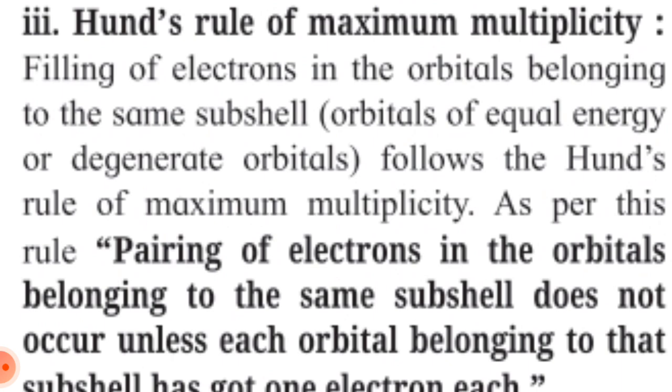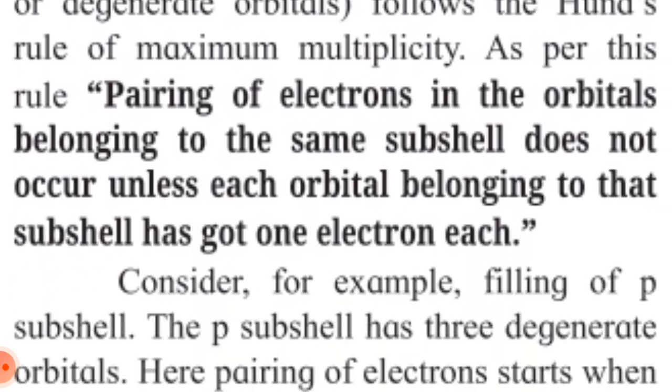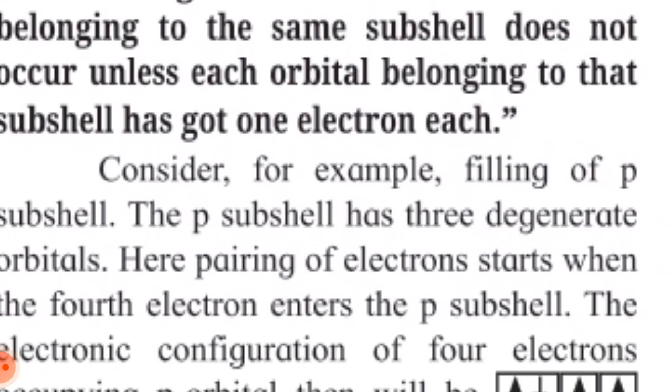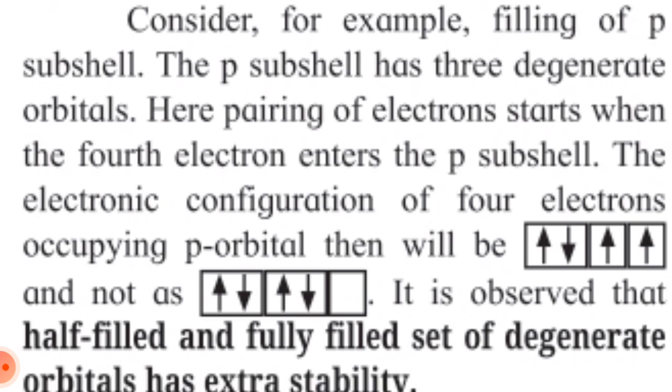Third, Hund's rule of maximum multiplicity. Filling of electrons in orbitals belonging to the same subshell: orbitals of equal energy, or degenerate orbitals, follow Hund's rule of maximum multiplicity. As per this rule, pairing of electrons in the orbitals belonging to the same subshell does not occur unless each orbital belonging to that subshell has got one electron each.